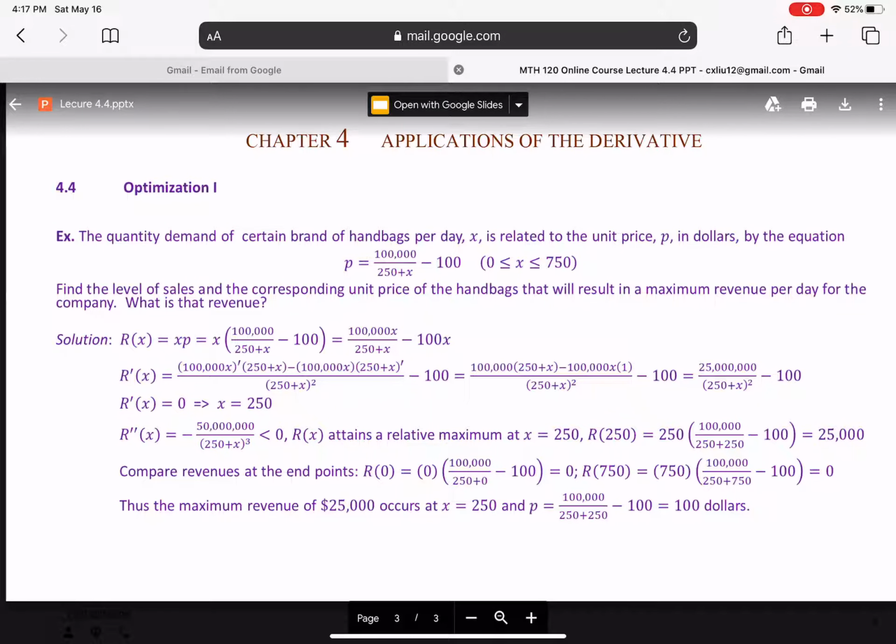So obviously the maximum revenue occurs at x equal to 250, and the actual revenue is $25,000, with the price equal to 100,000 over 250 plus 250 minus 100, which is $100 if you plug in the function p. So this is the end of this section.